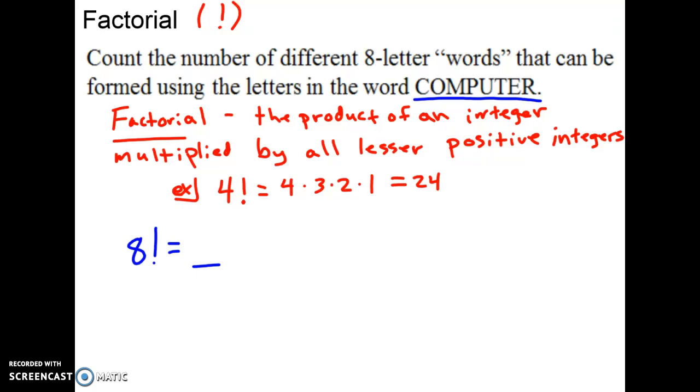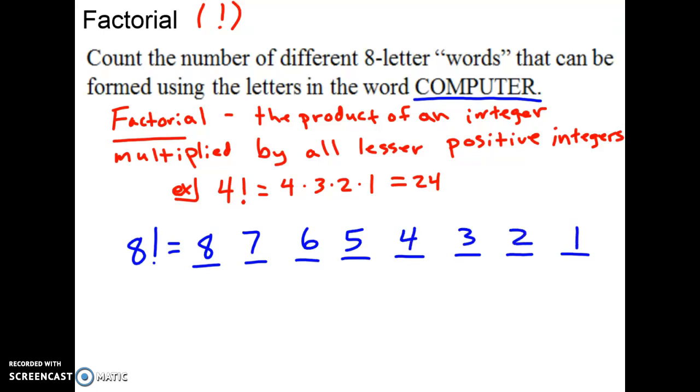And so if you want to think about it as 8 factorial, we would have 8 different spaces: 1, 2, 3, 4, 5, 6, 7, 8. And we would have 8 letters to choose from for the first letter. And then 7, 6, 5, 4, 3, 2, and then 1. That would be what the factorial is.